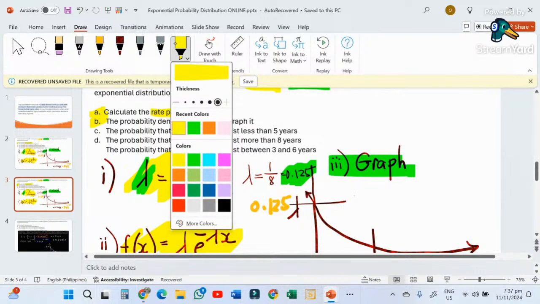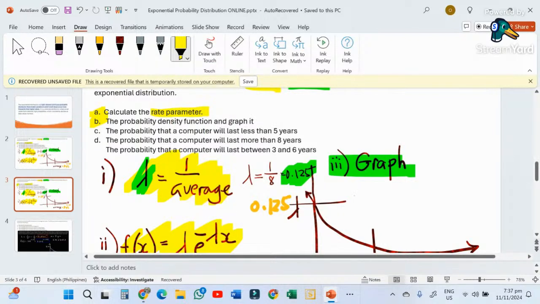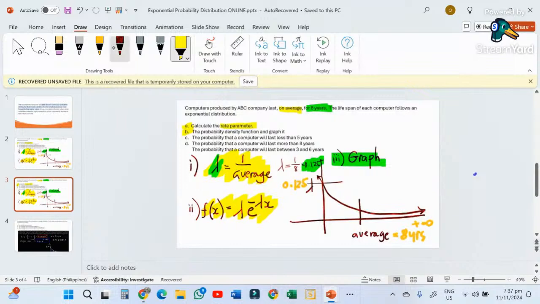Right, letter C says the probability that a computer will last less than 5 years. Okay, so the computer that is lasting for five years. So 8 is here, so 5 could be here. We are interested with this little bit here. I'm going to shade it with blue. We are interested with this area, and to find that area we have to use the formula.